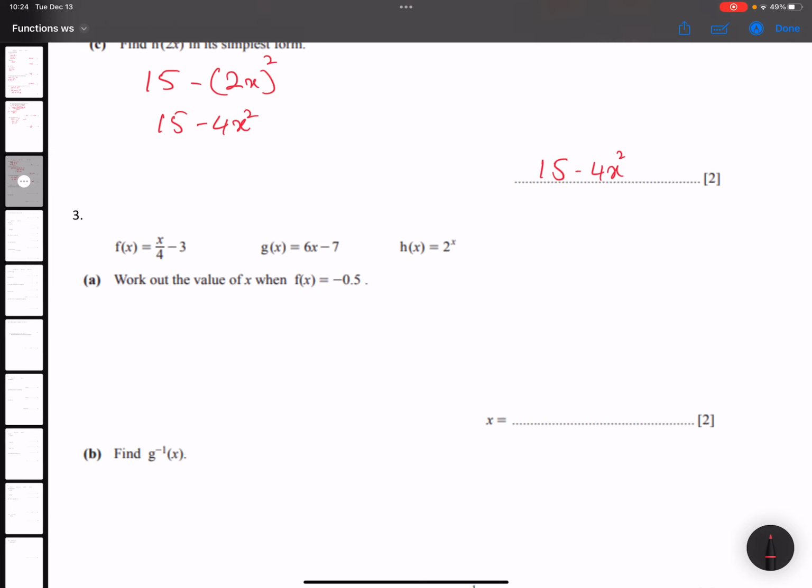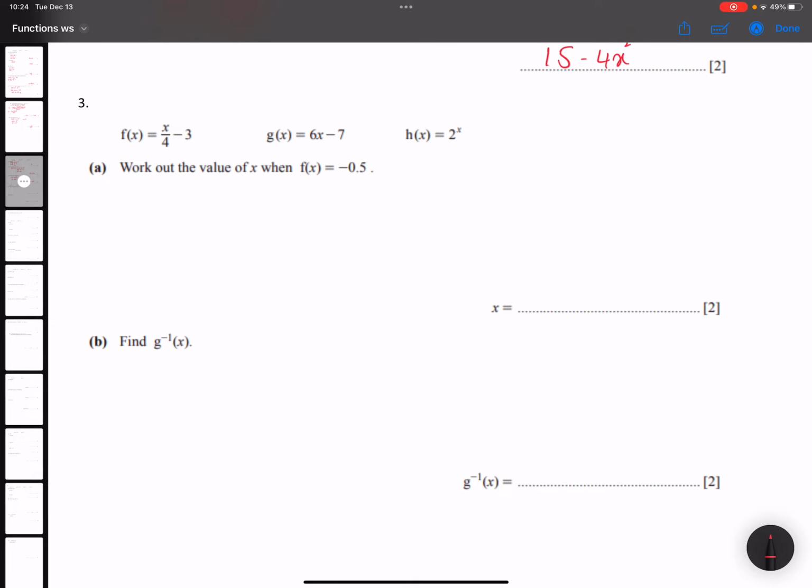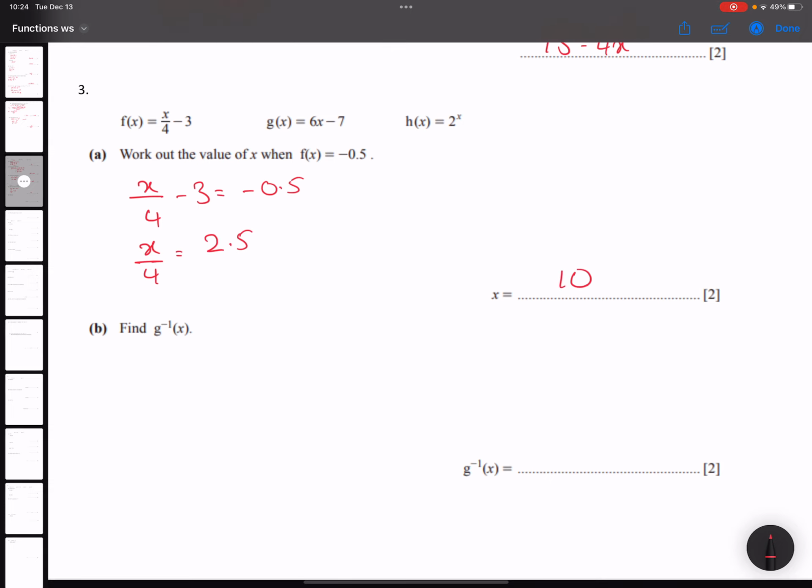After that, another question: work out the value of x when f of x equals negative 0.5. Now f of x is x divided by 4 minus 3, which equals negative half. x over 4 equals negative half plus 3, which is 2.5. x equals 10.